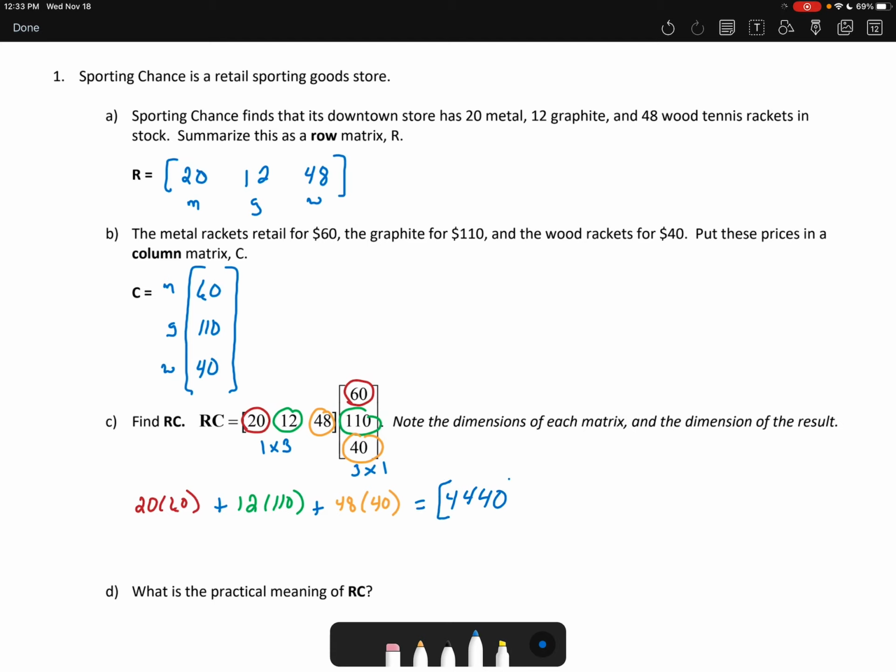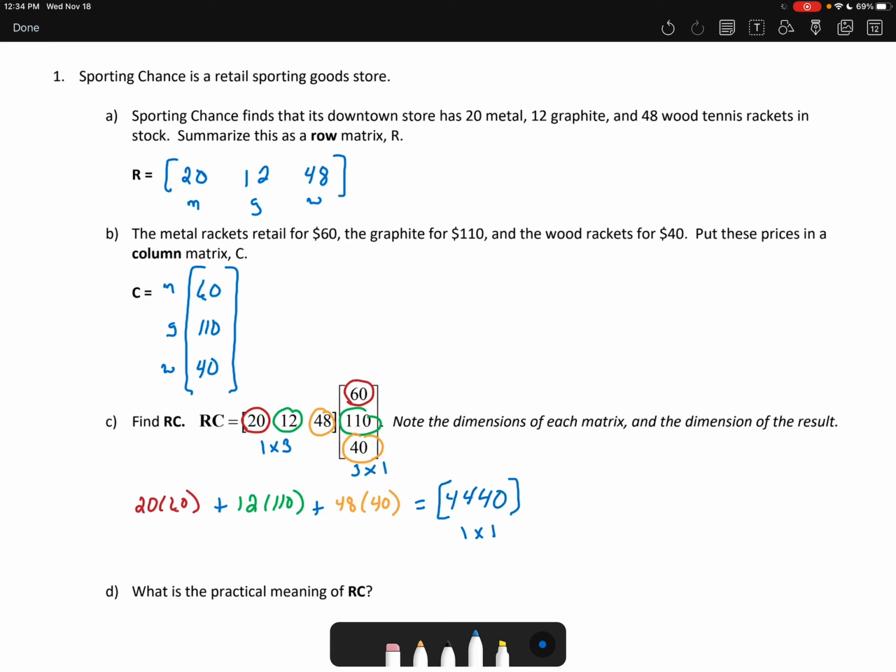4,440. This is a single entry, but it is technically still a matrix. It just so happens to be a 1 by 1 matrix. A single entry is 1 row and 1 column.